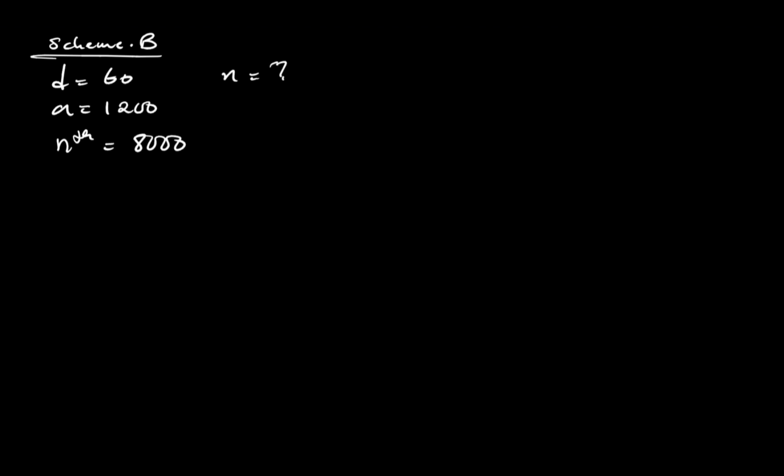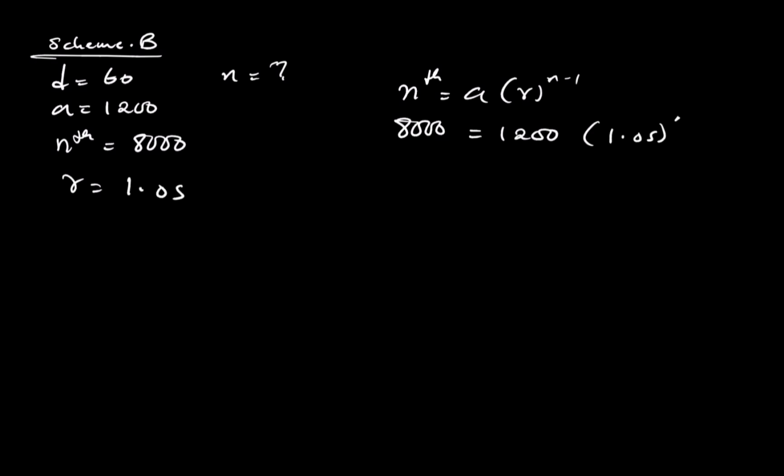Now let's try and see what we can do under scheme B. In scheme B, we need to remember that the difference was 60, but the first term still remains 1,200. Now know that the nth is now 8,000. We just need to find the value of n. So, another GP, because scheme B had 5%, so we have the nth being equal to a r to the n minus 1. So we have 8,000 being equal to 1,200. Remember, the common ratio was 1.05. Then times 1.05 to the n minus 1.